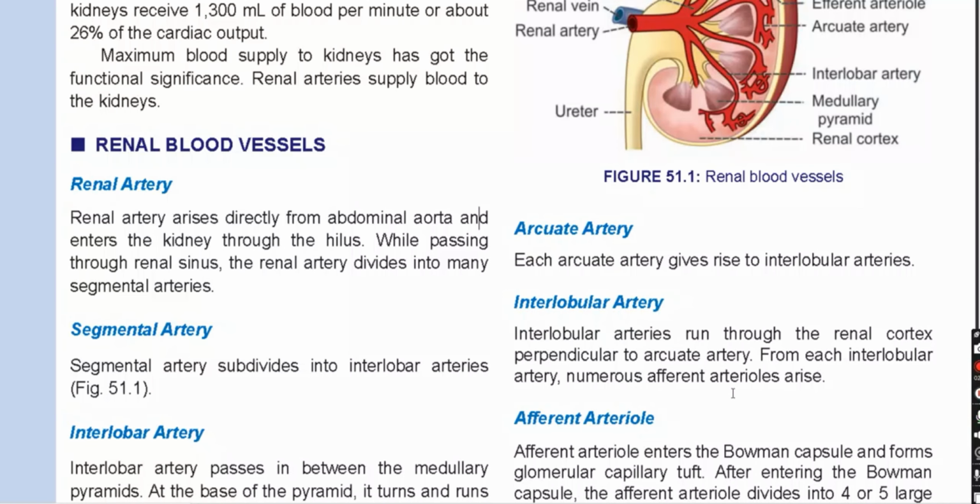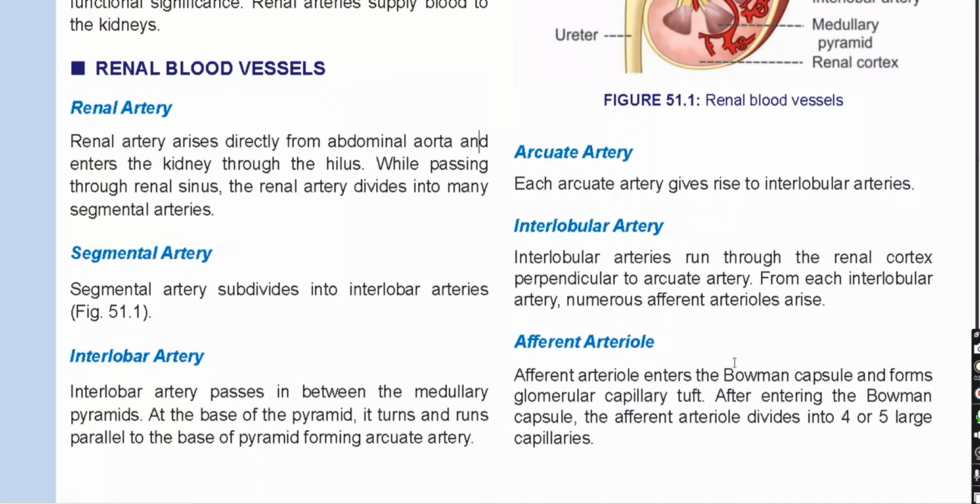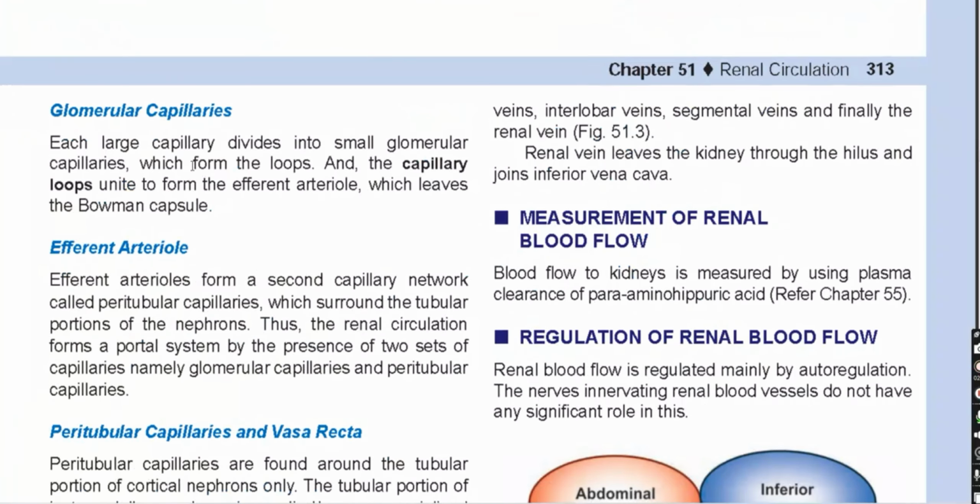From the interlobular artery, the afferent arteriole arises and enters the Bowman capsule and forms the glomerular capillary tuft. After entering the Bowman capsule, the afferent arteriole divides into 4 or 5 capillaries. So what are the capillaries? The glomerular capillary is one of them. Each large capillary divides into smaller glomerular capillaries, which form loops. The capillary loops unite to form the efferent arteriole, which leaves the Bowman capsule.